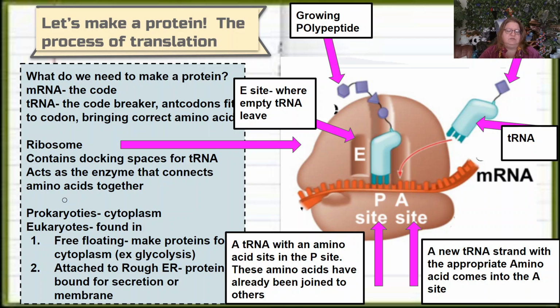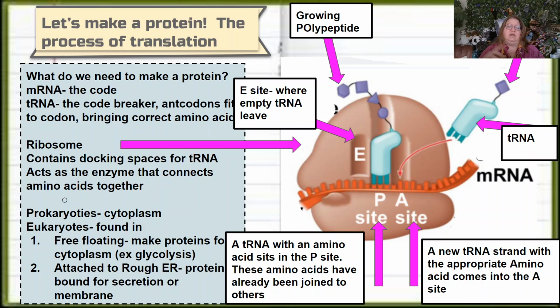So there's a lot to this process. Let me illustrate the ribosome, the large brown structure you see, and then the areas of the ribosome. So what do we need to make a protein? We need the code, we need the mRNA, we need the code breaker, the tRNA, so the anticodons fit the codons, bringing the correct amino acids. And then we need a place where everything comes together, and that space will also facilitate the bonds that will be made. And that's going to be the ribosome.